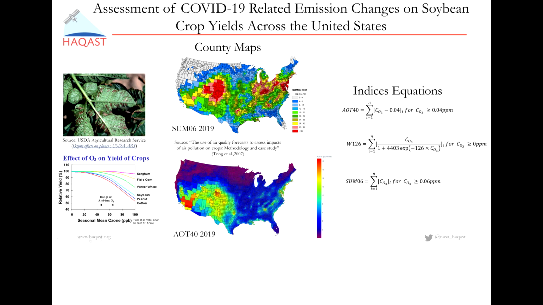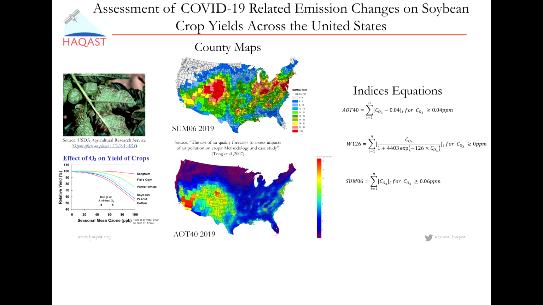This summer, I had the opportunity to work as an intern for the National Oceanic and Atmospheric Administration and conduct my own research project under the supervision of Dr. Daniel Tong. The aim of my research is to assess how COVID-19 related emissions changes are affecting soybean crop yields for this year. So far, I've utilized ground level ozone data acquired by the Community Multi-Scale Air Quality Model, or CMAQ for short, to calculate the cumulative exposure indices whose equations are indicated.